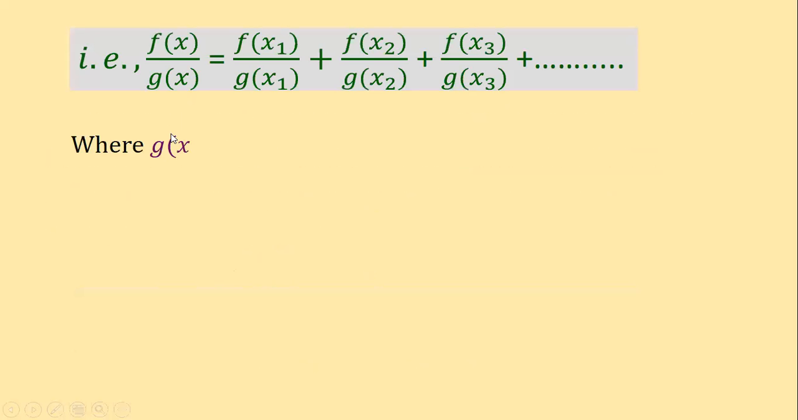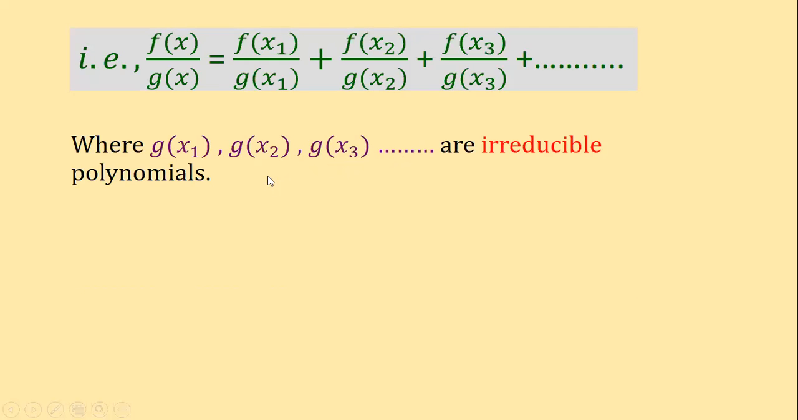So where g of x1, g of x2, g of x3 and so on are the irreducible polynomials. Here it is the condition. Then only we say that f of x1 by g of x1 and this third one and so on, in all the terms in this sum, each fraction is called a partial fraction. Is it clear, children?